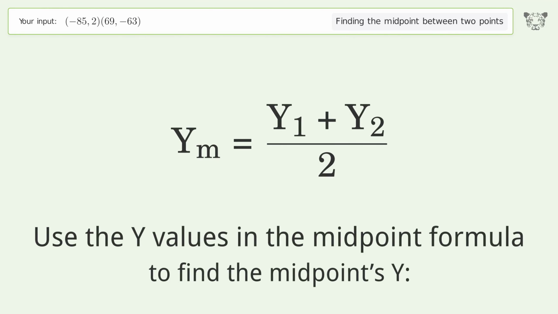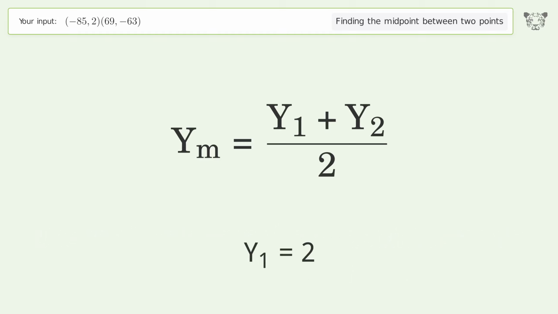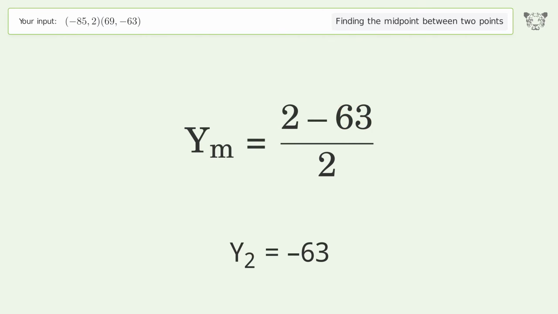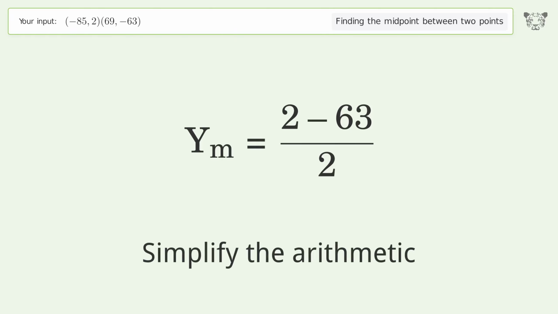Use the y values in the midpoint formula to find the midpoint's y. y1 equals 2. y2 equals -63. Simplify the arithmetic.